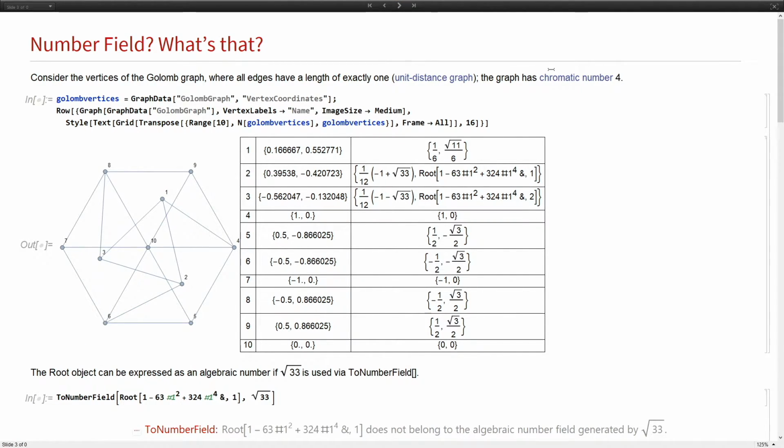For example, this is an object called the Golem graph. The chromatic number of the plane problem is you try to color the plane, and you don't want any 2 points a unit distance apart to have the same color. And the question is, how many colors do you need?